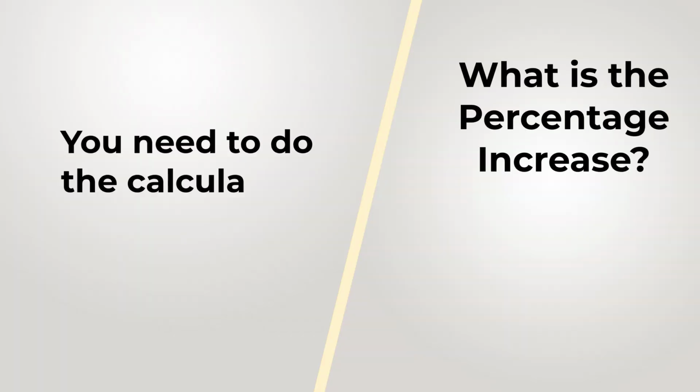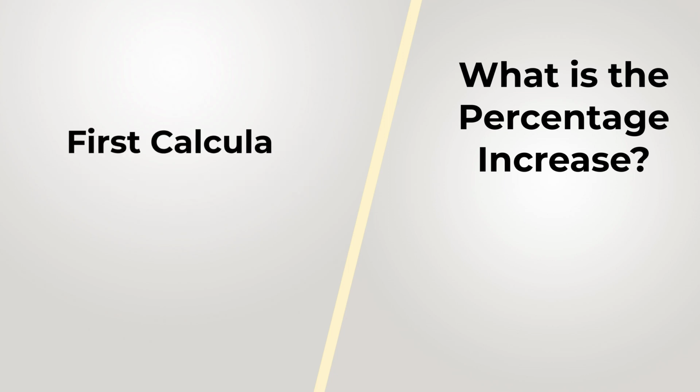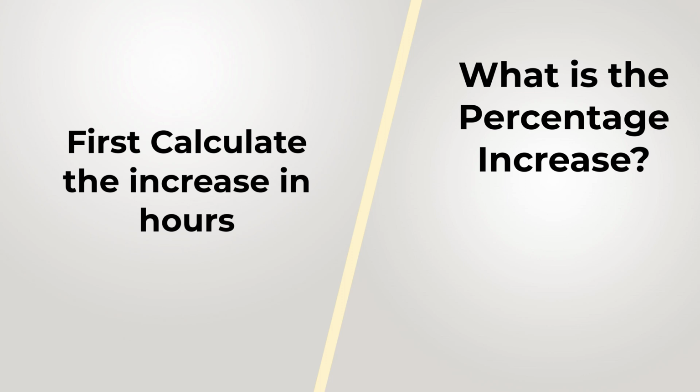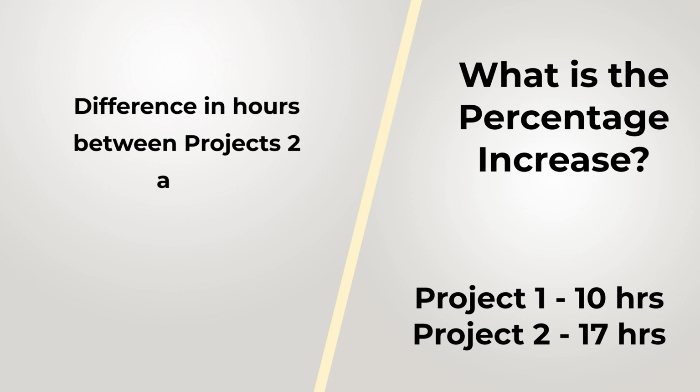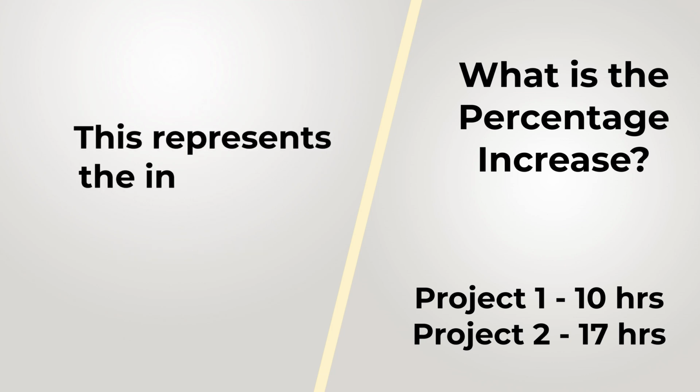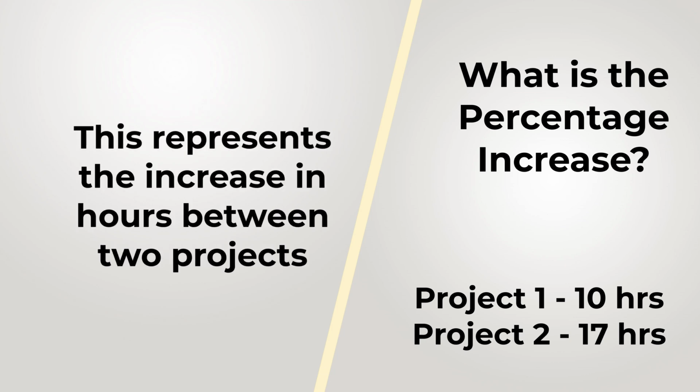To calculate percentage increase, you need to do some calculations. First, you need to determine the increase in hours. To do that, you need to subtract Project 1 hours from Project 2 hours. To do this, you need to do 17 minus 10, and the result would be equal to 7 hours. This represents the increase in hours between the two projects.